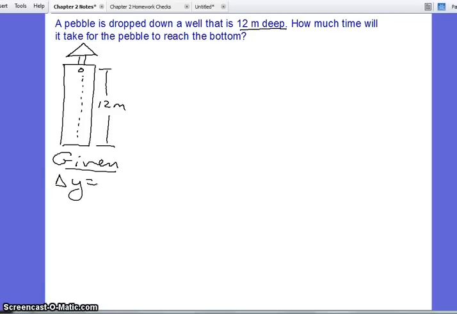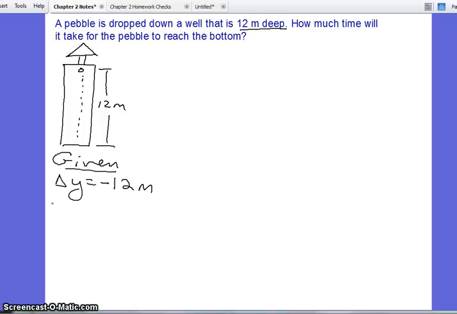We're going to use the letter y instead of x because it is moving vertically instead of horizontally. It is 12 meters. Now, the picture lets me see that it is moved down, and downward is a negative direction. So we must put that delta y as a negative 12 meters. And that's why I drew the picture in the first place.